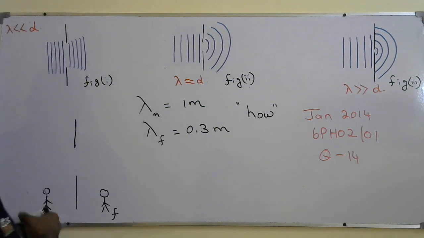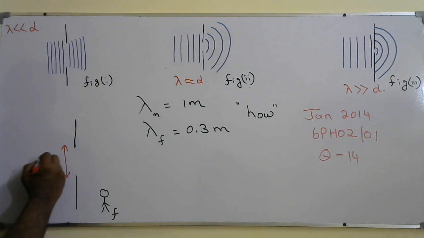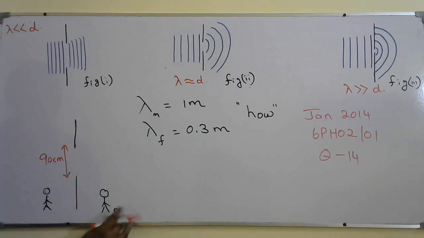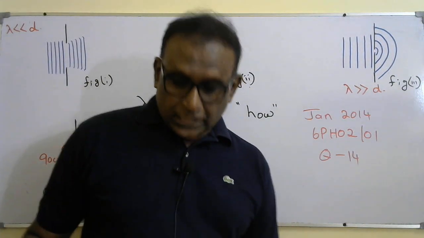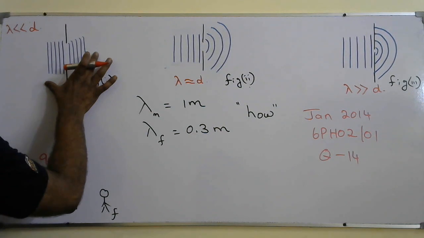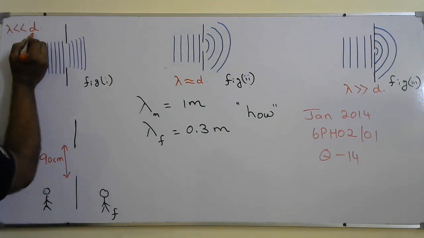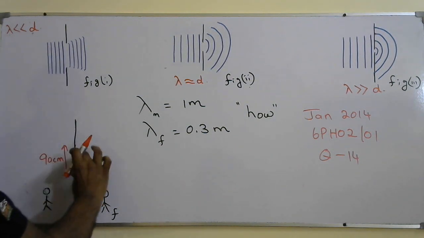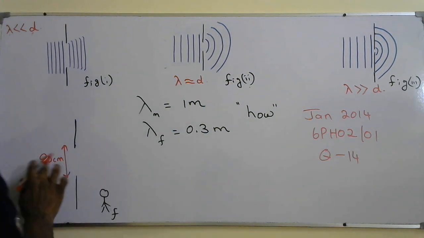0.3 meter, the door width is 0.9 meter, 90 centimeter. So 0.9 meter or 90 centimeter is the door width. The voice female 0.3 meter given in the question paper. So which diagram is applicable for female? This one. This one means the wavelength is much smaller than door width. D is the slit size, the 90 centimeter. This is 0.3 meter, 0.9 meter.